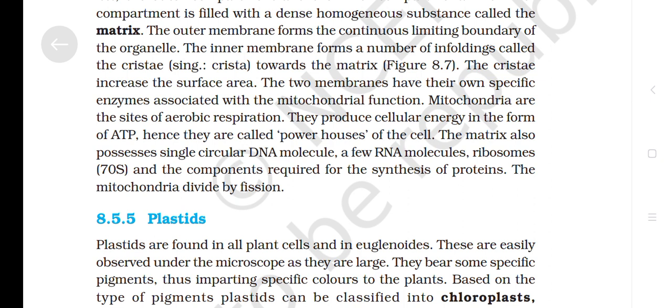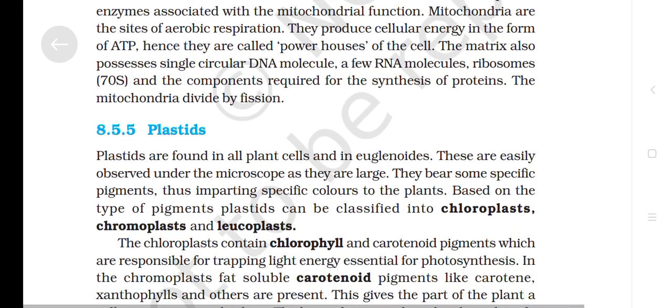The two membranes have their own specific enzymes associated with the mitochondrial function. Mitochondria are the site of aerobic respiration. They produce cellular energy in the form of ATP. Hence, they are called the powerhouse of the cell. The matrix also possesses a single circular DNA molecule, a few RNA molecules, ribosomes (70S), and the components required for the synthesis of protein. The mitochondria divide by fission.